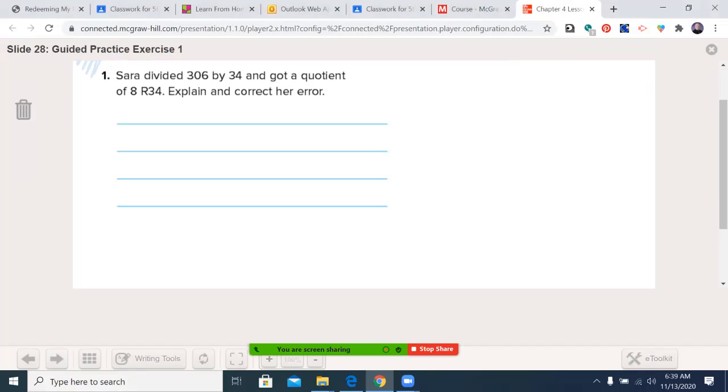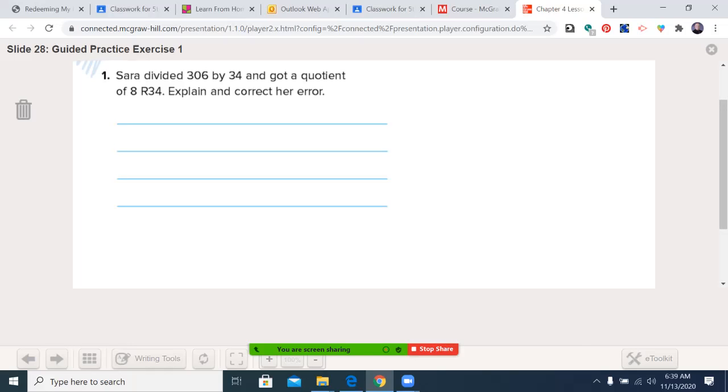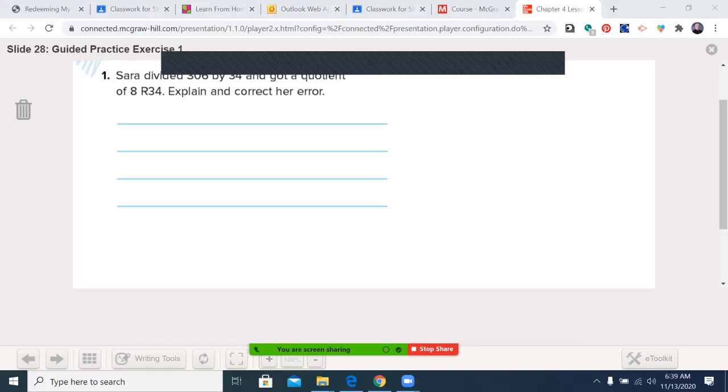Sarah divided 306 by 34 and got a quotient of 8 remainder 34. Explain and correct her error. Well, to do this, I'm going to need to actually solve the problem. And I want you to do it along with me.